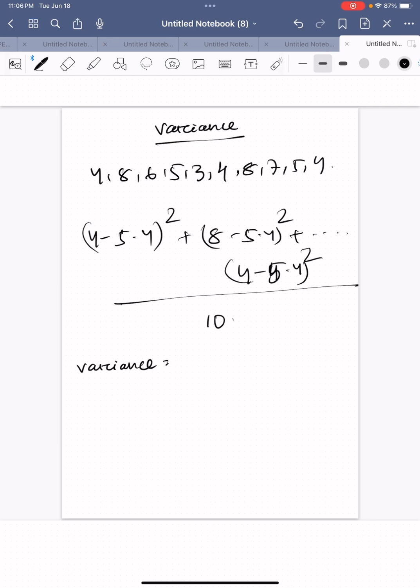So this one we can write as a formula: variance is equal to 1 divided by 10 times the sum of (xi minus mu) squared, where mu is the mean value. So in this case, if you do all the calculation, this will come as 3.84.